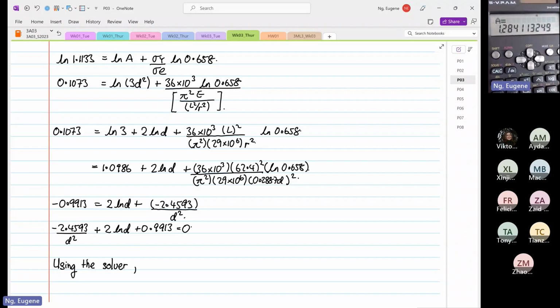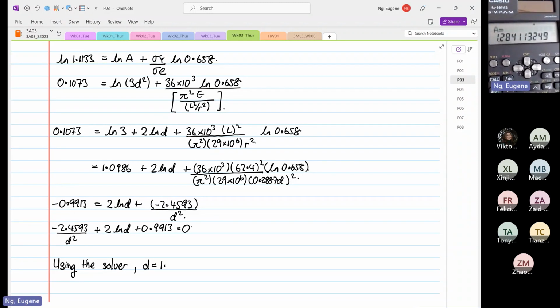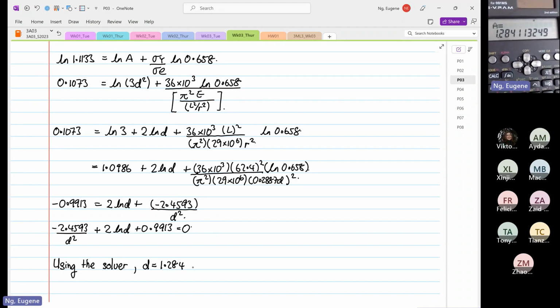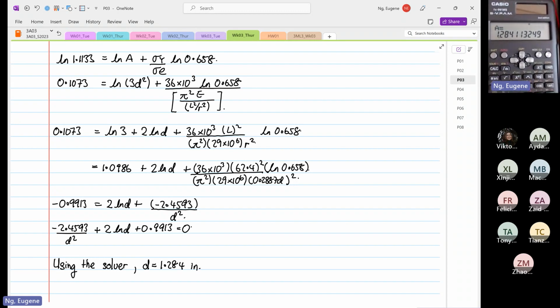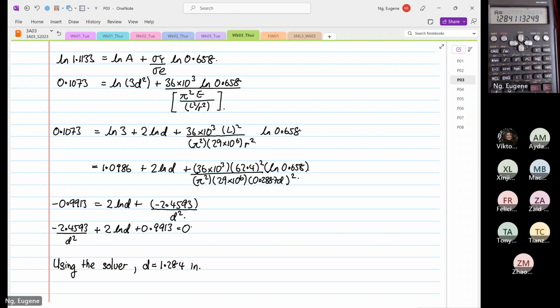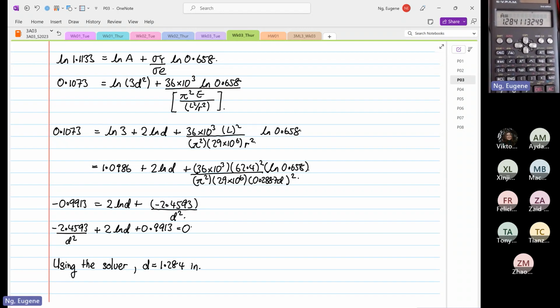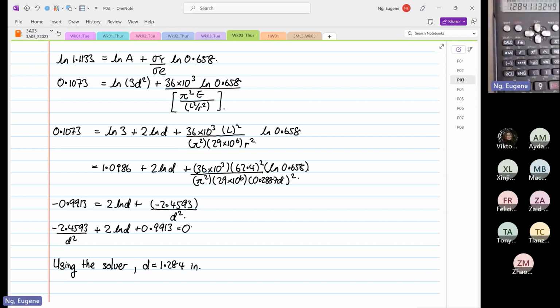Okay, using the solver, D is equal to 1.284 inches. Do you want me to show you again on the calculator, or you are okay? Okay, so I think if I got no reply, means all of you have no problem.